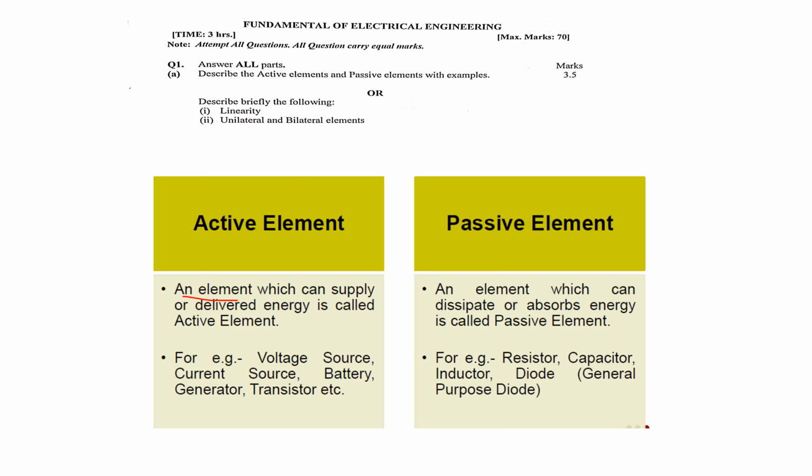An element which can supply or deliver energy is called an active element. You have to write this, and then write the examples also. Mark a divider in the copy and then write passive elements: an element which dissipates energy is called passive, like resistors, capacitors, and other things. Then moving on to the next question.